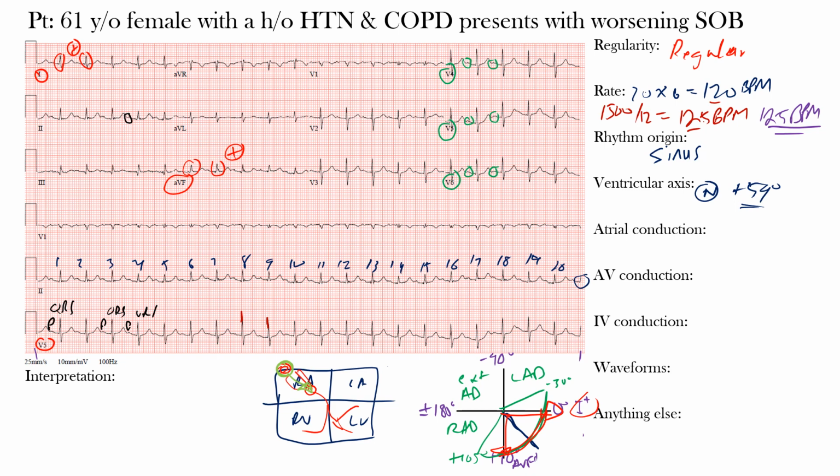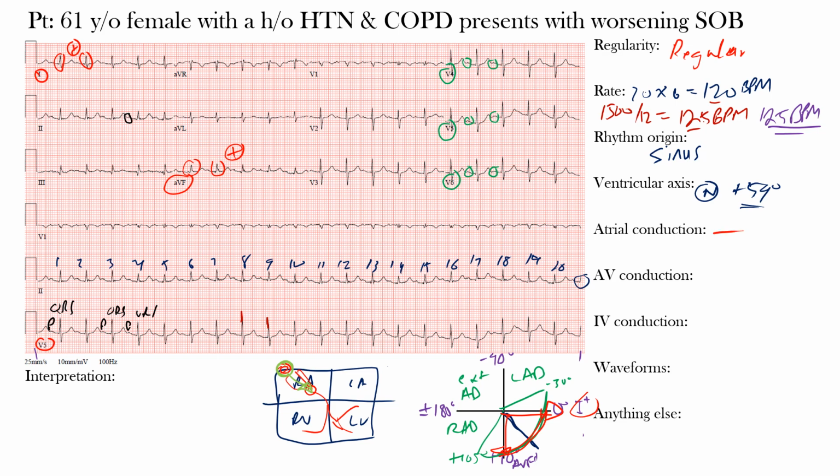Now, how about atrial conduction? Typically we'll look at leads II and V1 for P wave or atrial abnormalities, as they appear most evident in those leads. In leads II and V1, we don't reach the P wave amplitude or duration for right or left atrial enlargement. Normal P wave duration should be less than 110 milliseconds, as we see here. So we don't have any atrial conduction abnormalities. Nothing here in this case.